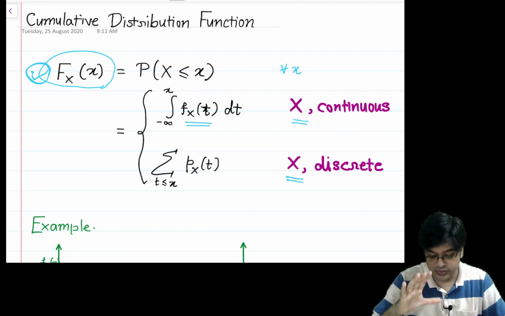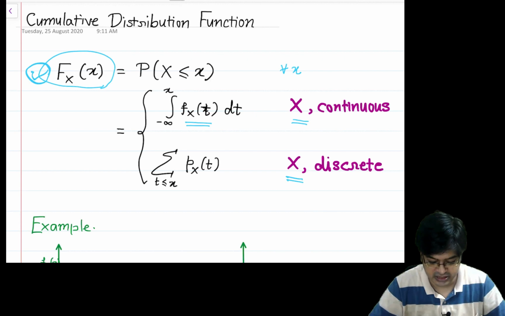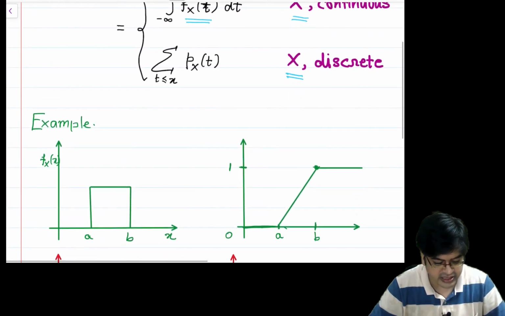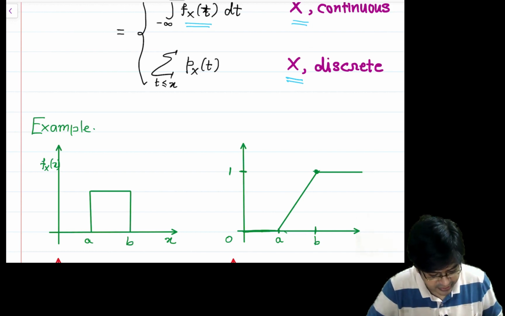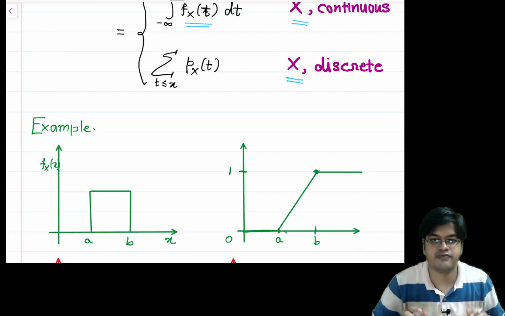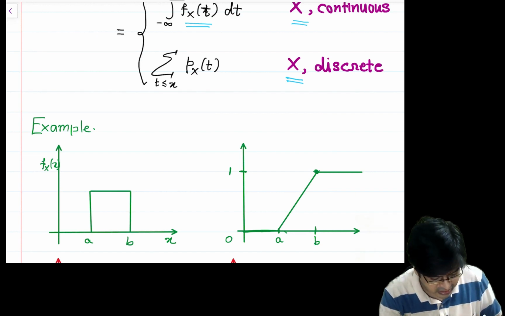So let us now visualize these cumulative distribution functions with some examples. Let us start with a continuous one. So now I have been given a uniform random variable in a continuous setup. The random variable is continuous uniform on the interval a to b.